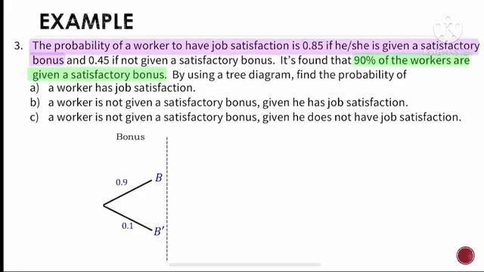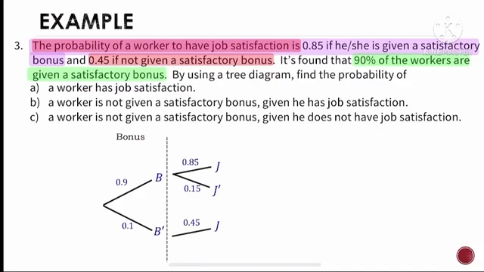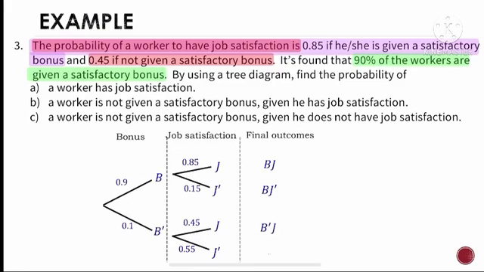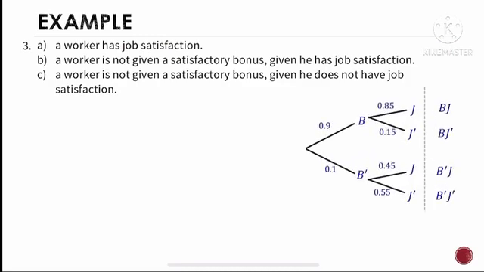If the worker is given satisfactory bonus, the probability that he or she has job satisfaction is 0.85. So the probability that he or she does not have job satisfaction is 0.15. If the worker is not given satisfactory bonus, the probability that he or she has job satisfaction is 0.45. So the probability that he or she does not have job satisfaction is 0.55. And the final outcomes are BJ, BJ', B'J, and B'J'.